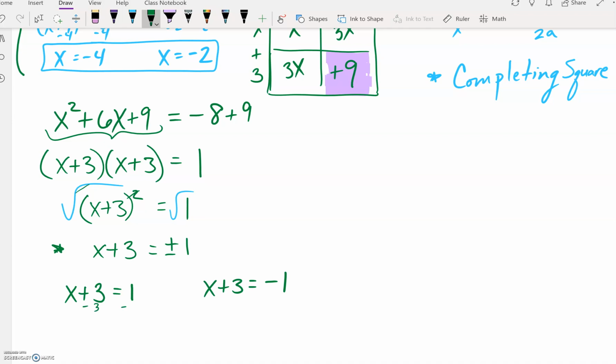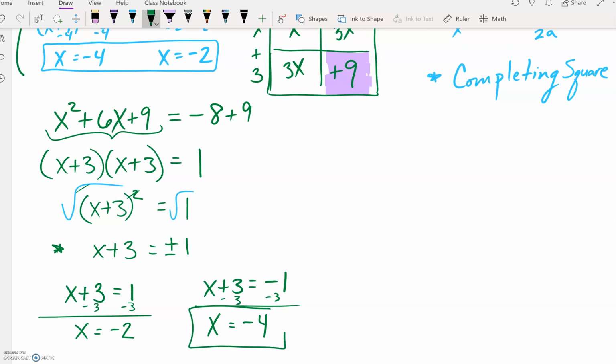As you subtract 3 from both sides, we get x is equal to a negative 2. And as you subtract 3 from this equation, we get x and negative 1 minus 3 more is a negative 4. So you can see that we got the same exact answer for our x-intercepts, our zeros of the function, our roots of the function, by factoring and by completing the square. Okay, so there you go. A couple more examples of completing the square.